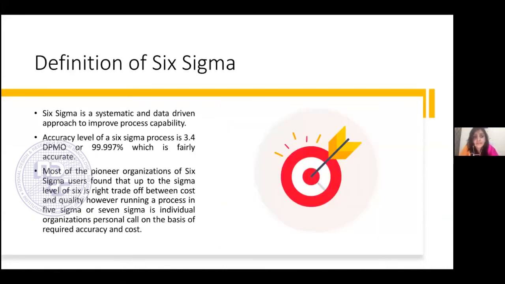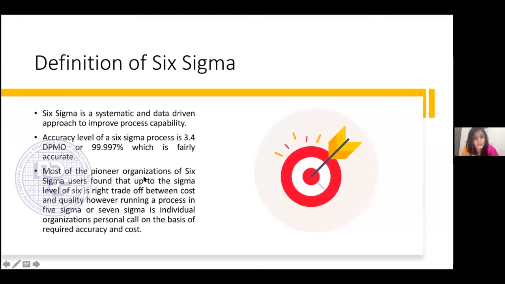The various definitions that are given to Six Sigma, many companies, according to their convenience, have defined Six Sigma in terms of statistics. One such company is GE, which actually gave a statistical definition to Six Sigma, and called it 3.4 defects per million opportunities, or 99.997% accurate. I will be talking about what it actually means in the coming slide.